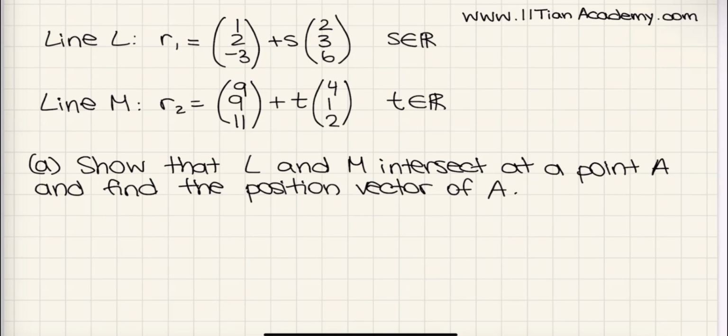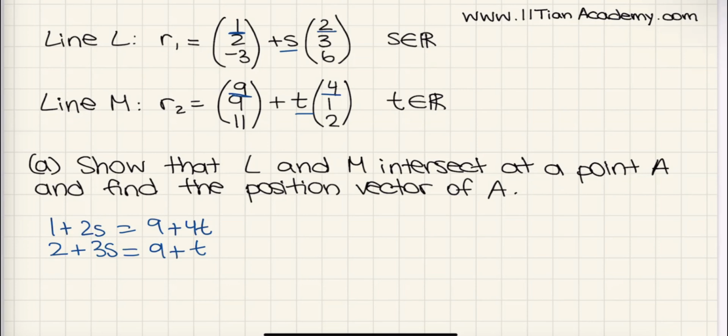So the first one here is going to be 1 plus 2s, which is going to be equal to the first component for the next one, so 9 plus 4t. And then I'm going to do the same thing for the second one. So 2 plus 3s is equal to 9 plus t. Now we could also use the third one, but we actually only need any two. So now I'm going to try to solve these.